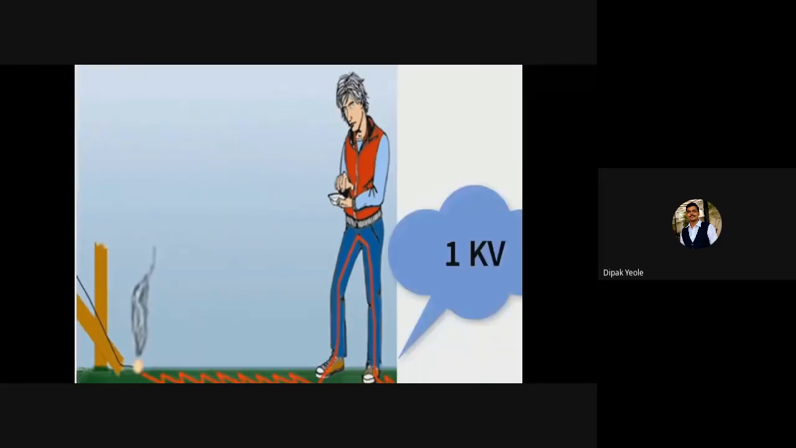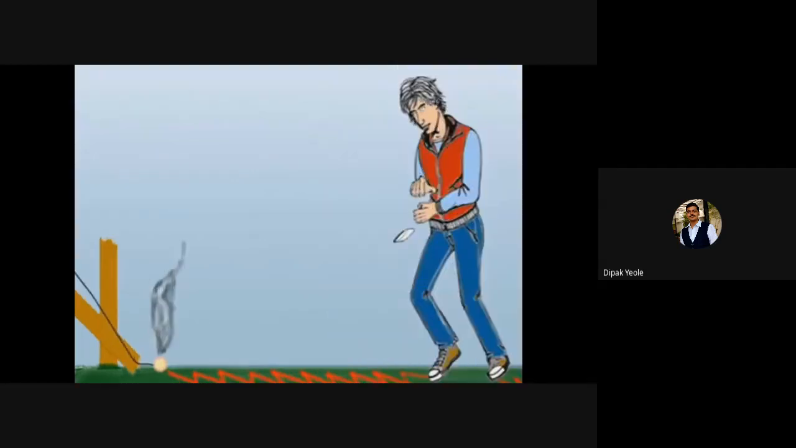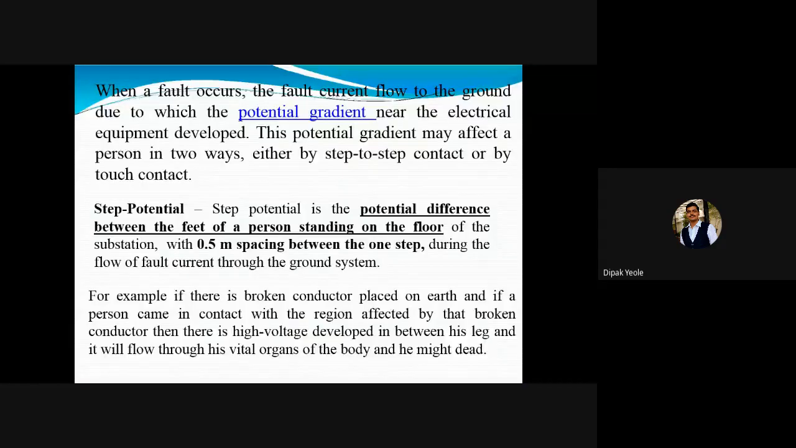The second foot can be in the range of 1 kilovolt. Because of the potential difference between the two feet, he may get a shock and he may fall down. So the step potential is the potential difference between the feet of a person standing on the floor of the substation with 0.5 meter spacing between one step during the flow of fault current through the ground system. So this definition you have to write.